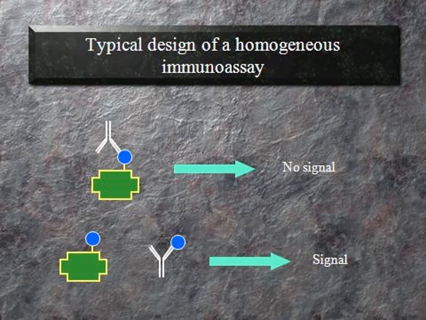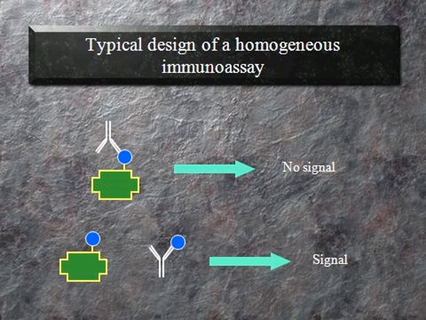In this slide, we can see the typical design of a homogeneous immunoassay. So this green object is the antigen. This antigen can be labeled. If you see there is a blue thing attached to the green thing, that means it is labeled. But if it is alone without the label, that means it is free or unlabeled antigen. So the antibody is the letter Y.